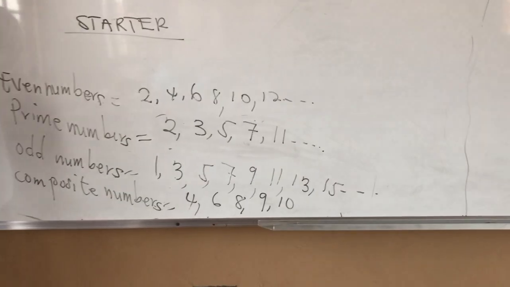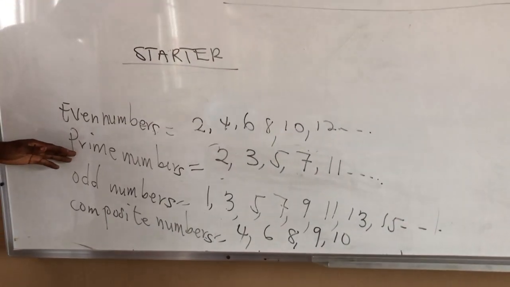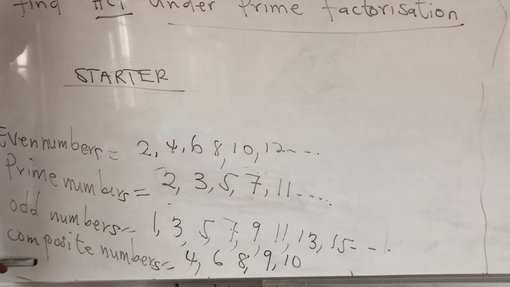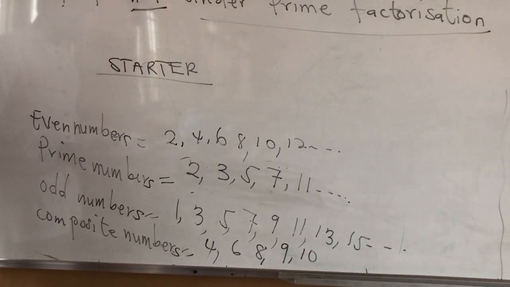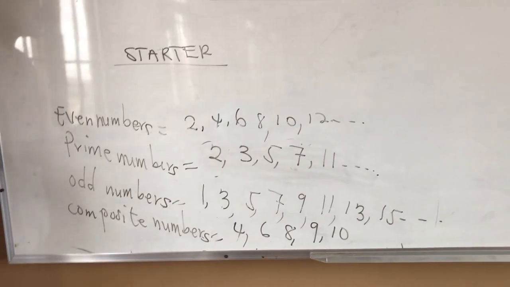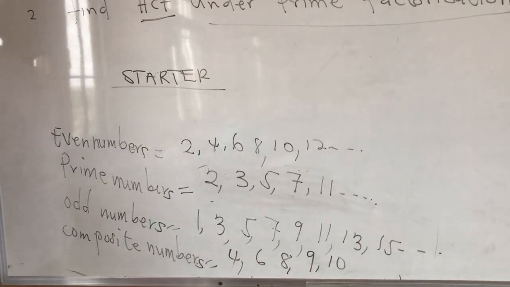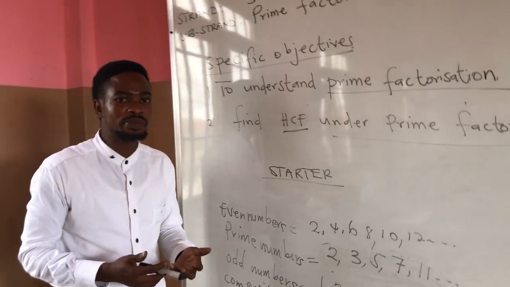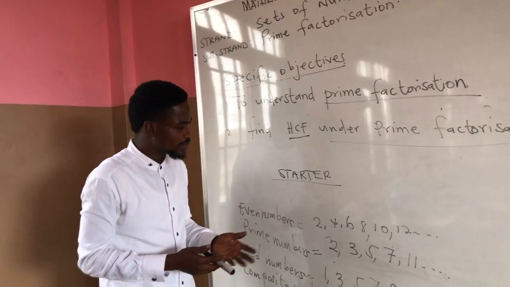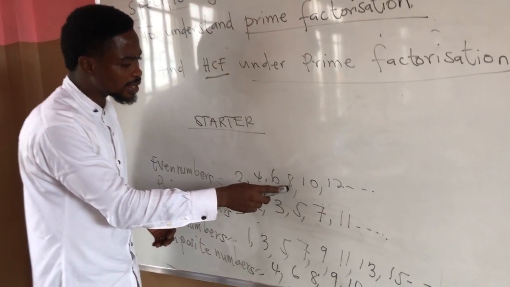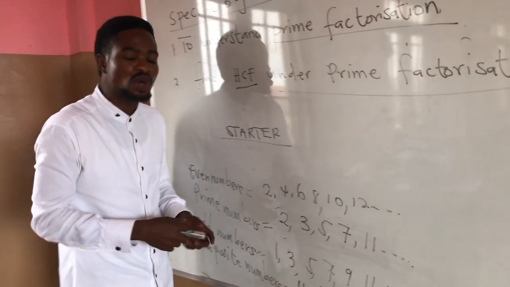We have even numbers, prime numbers, odd numbers, and composite numbers. Now what are even numbers? Even numbers are numbers that can be divided by 2, or are divisible by 2. Examples are 2, 4, 6, 8, 10, 12, and so forth.